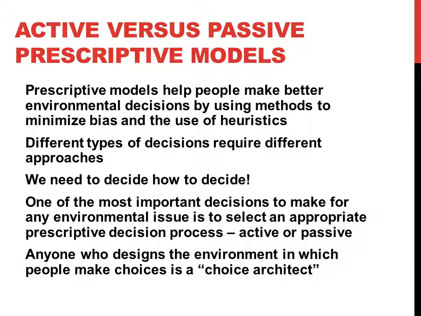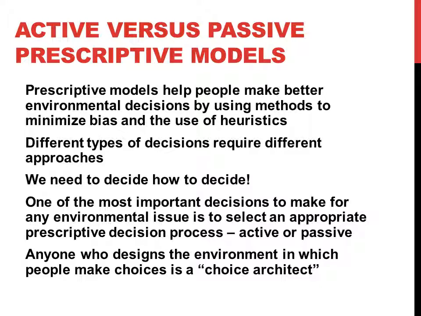Different types of decisions require different approaches. We've covered quite a few different approaches so far. But again, let me emphasize that the most important decision that a choice architect needs to make is to decide how to decide in a specific context. Select an appropriate prescriptive decision process, whether it's active or passive.